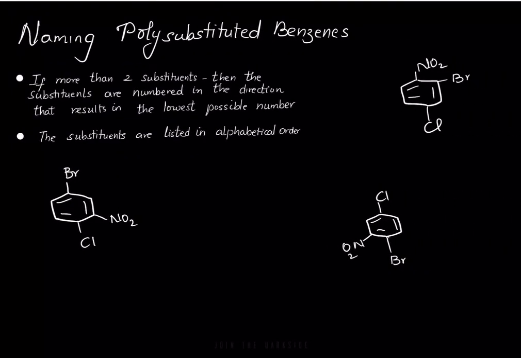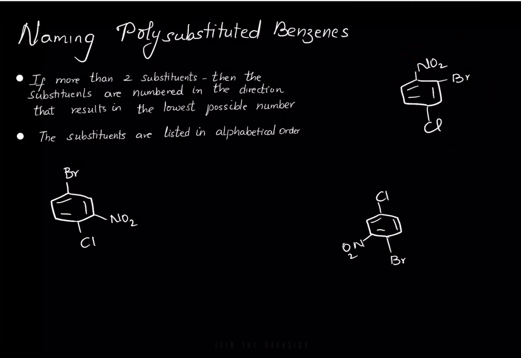Okay. Naming polysubstituted benzenes. If more than 2 substituents are present, then the substituents are numbered in the direction that results in the lowest possible number. And also we are going to list the substituents in alphabetical order. Now let's have a look at our first example, which is right here.